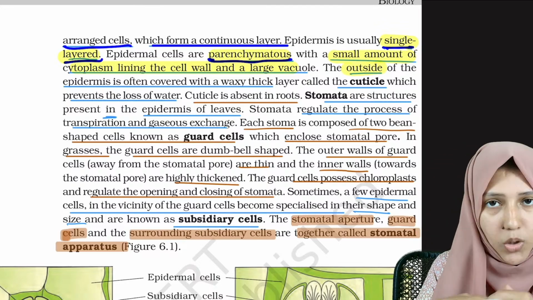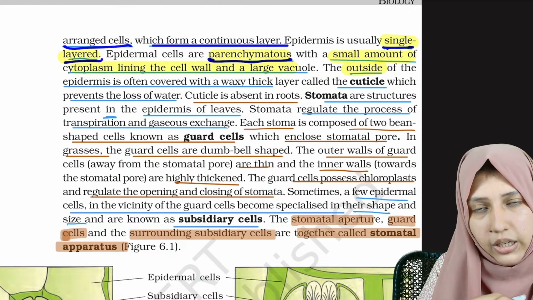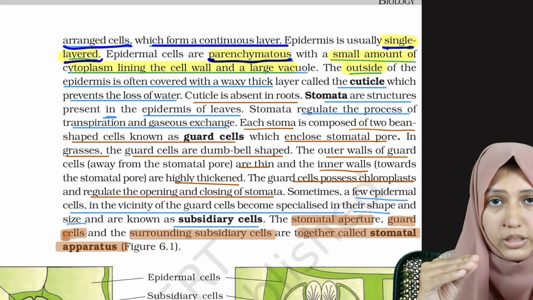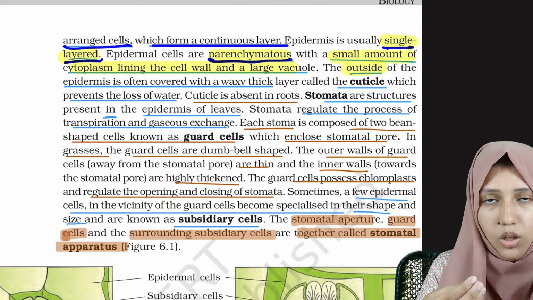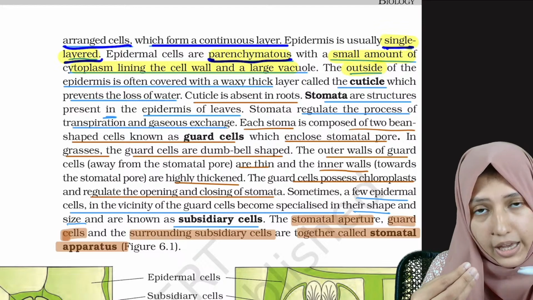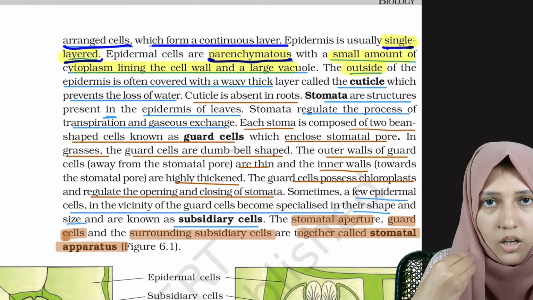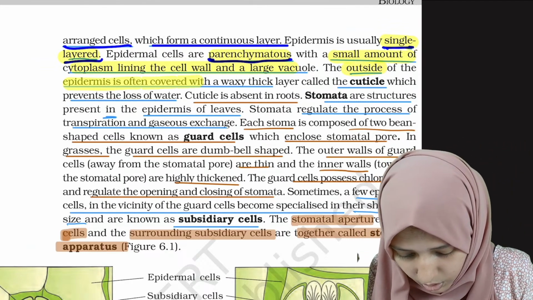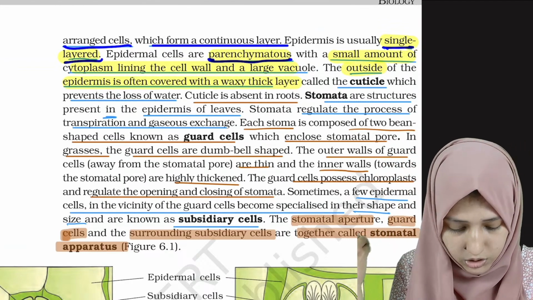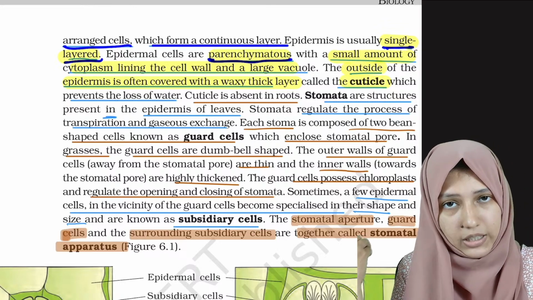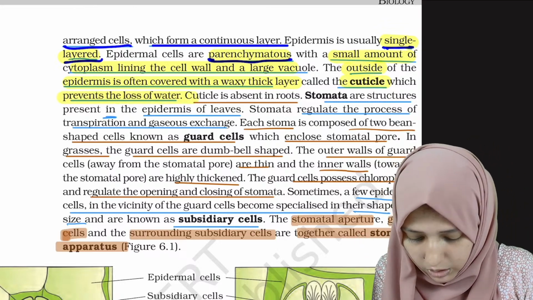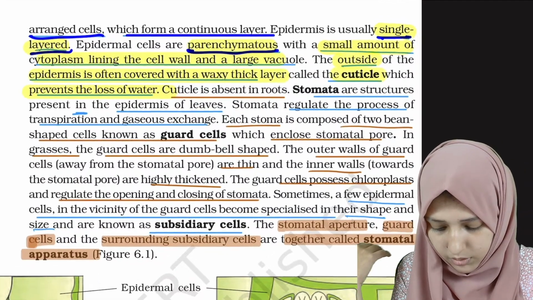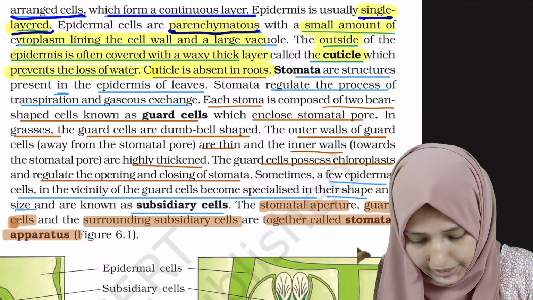Epidermis is the outermost layer, but on the outer part of the epidermis there is another layer which protects it, a waxy coating. The epidermis is often covered with a waxy thick layer known as cuticle. What is the function of cuticle? It prevents the loss of water.